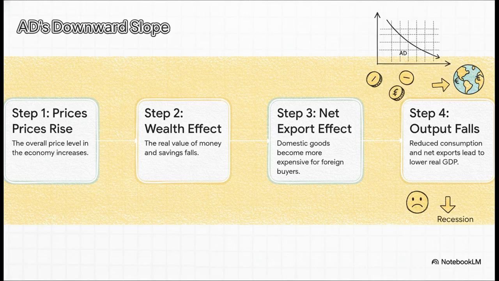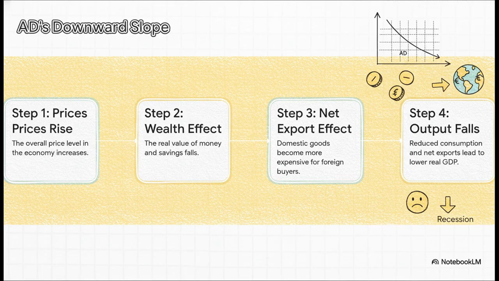Okay, so it all kicks off with step one: prices across the board go up. That immediately triggers step two, something called the wealth effect. Think about your savings account. The number in there is the same, but its purchasing power has just dropped. It can't buy as much as it could yesterday. So naturally, people feel a little bit poorer and they cut back on spending.